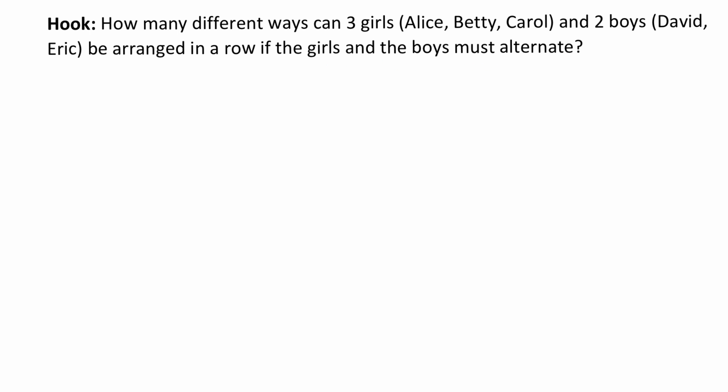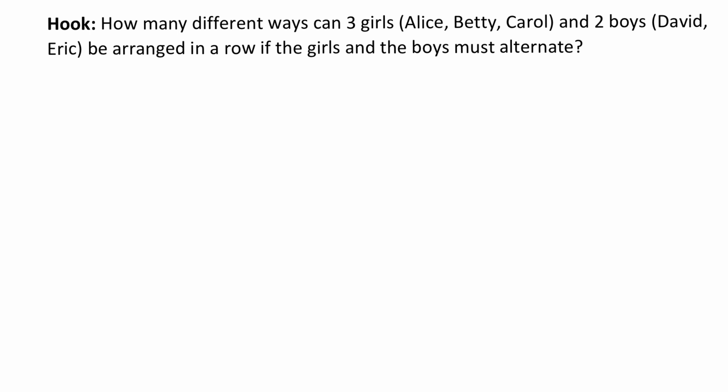Now, if they were going to be arranged in a row and there were no restrictions, we would just have 5 people being arranged, and we would do 5 factorial. You can even notice I've given them nice names, A, B, C, D, and E. So it would be the ways of arranging the letters A, B, C, D, E: 5, 4, 3, 2, 1, 5 factorial, easy peasy. But now we have this condition, the girls and the boys must alternate.